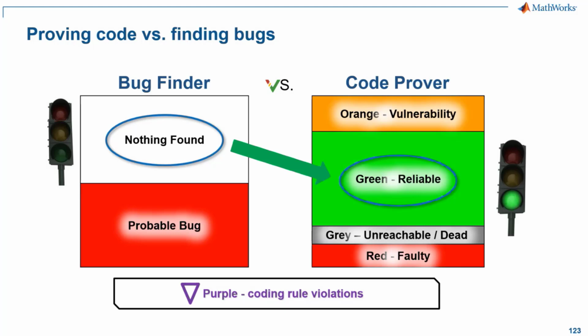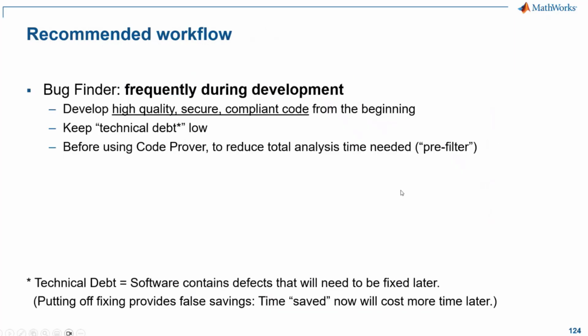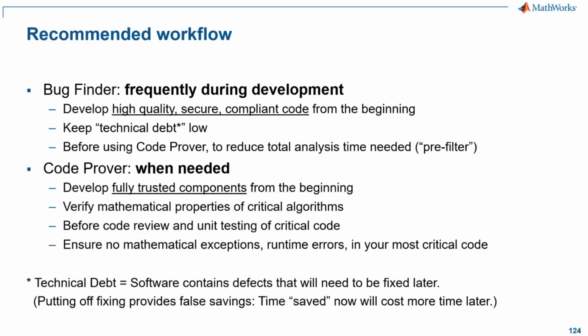So by analogy, we can say that everything that is not found in Bug Finder is everything that is shown green in Polyspace Code Prover. Yeah, so that is the recommended workflow. We recommend you use Bug Finder frequently, because it's very fast and doesn't go too deep. And Code Prover, we recommend when it's needed, maybe once per week, or to make the component fully trusted and more robust.